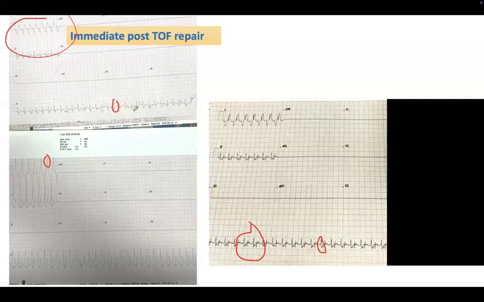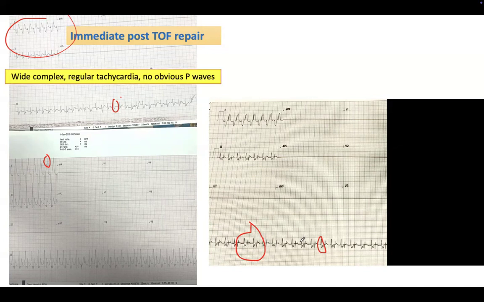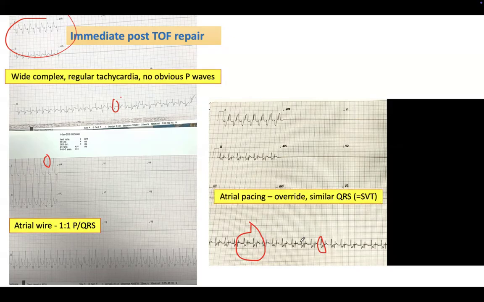So yes, it's wide, but it's not VT, because when you pace A and it goes down to the V, and the QRS is identical here versus here, you know this is not VT. Because you know how the QRS of the patient should look when you're engaging the A. So it's a wide complex regular tachycardia, no obvious P waves. We did the atrial wire study, we saw a 1-to-1 PQRS ratio. It could be JET, it could be sinus tachycardia, difficult to tell. But anyway, with atrial pacing we override the rhythm, with a similar QRS, so at least we ruled out VT.